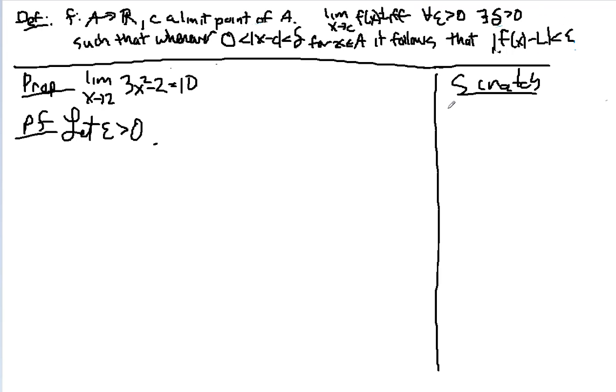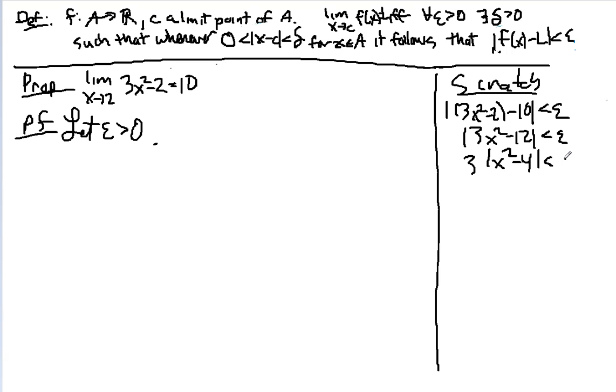So let's start here in my scratch work. I need the function 3x squared minus 2 minus 10 to be less than epsilon. That gives me 3x squared minus 12. I want this, 3 times x squared minus 4, to be less than epsilon.